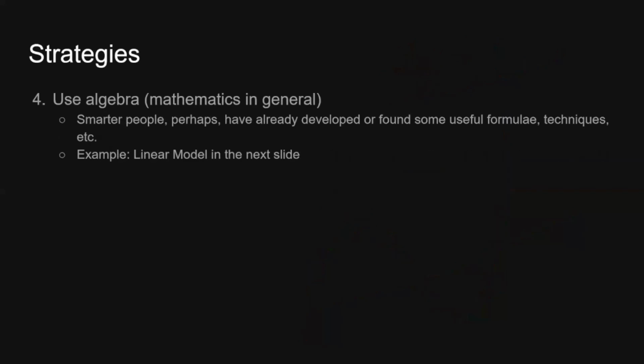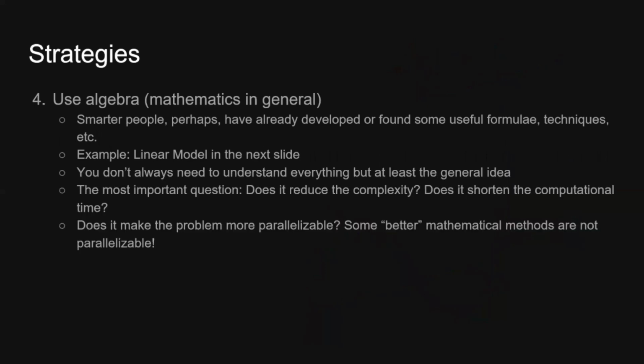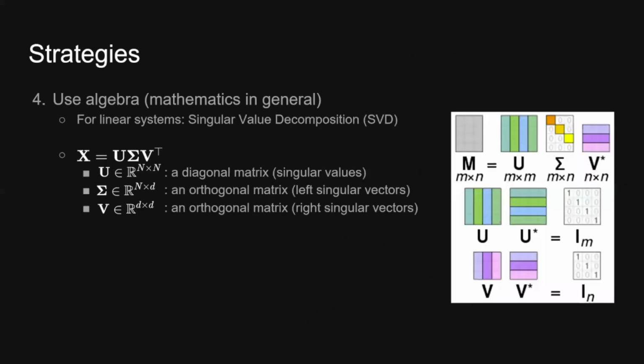Strategy number four is to use mathematics. I am going to show you an example of how mathematics could improve the computational complexity. There are a lot of theoretical papers that use mathematics to fundamentally change the way the solution is computed. So for example, let's just go directly to the example.